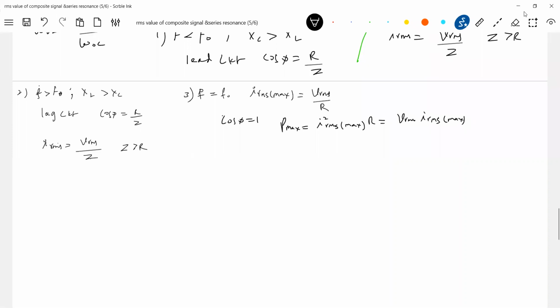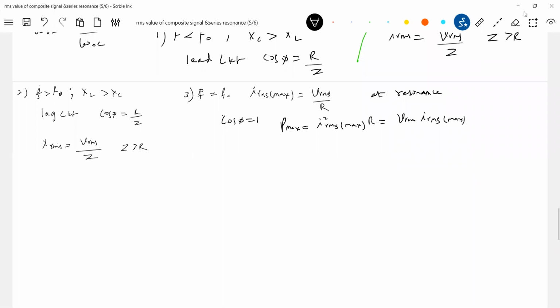Which all information is available, you can calculate the power. So you check, this power will be maximum at resonance only. This is everything we're discussing at resonance. At resonance, there will be maximum transfer of energy from the source to the circuit. In the circuit, we will take the resistance.